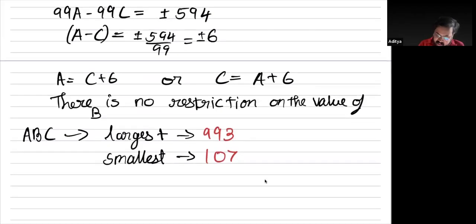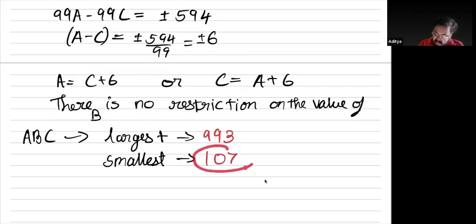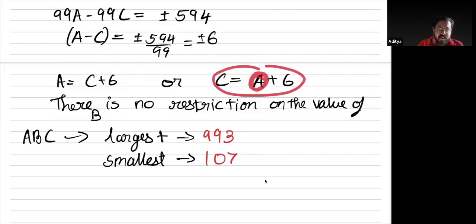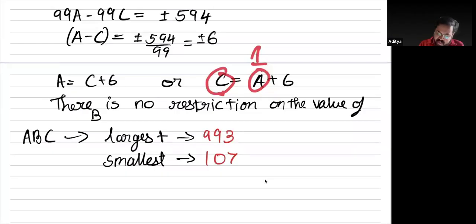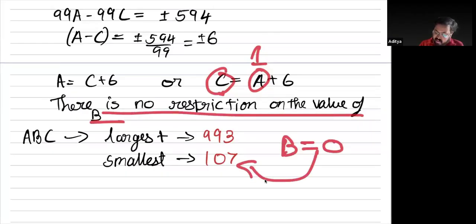Someone wants explanation again for the smallest one. See, we got these two relations that A and C differ by 6. Okay, so it could be that A is greater than C or A is smaller than C. If we want the smallest number, we want to make A as small as possible. So we'll make it 1 because if we make it 0, it's no longer a 3-digit number. So when we put A equal to 1, C automatically gets fixed. We can't do anything about C. For B, there is no restriction. So we can still make B equal to 0. So from there we get 107.